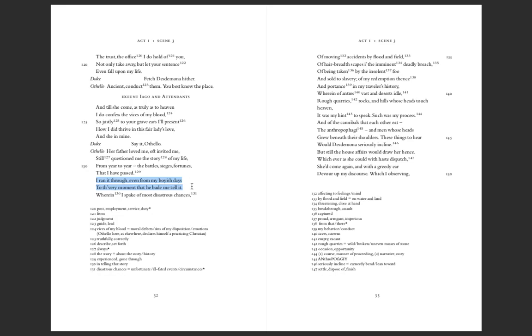He says, "I spake of most disastrous chances, of moving accidents by flood and field." So he talks of catastrophes, of hairbreadth escapes in the imminent deadly breach. So he talks about very near escapes, near death experiences, of being taken by the insolent foe and sold to slavery, of my redemption thence and portents in my traveller's history, wherein of antres vast and deserts idle. So he tells all these kinds of stories.